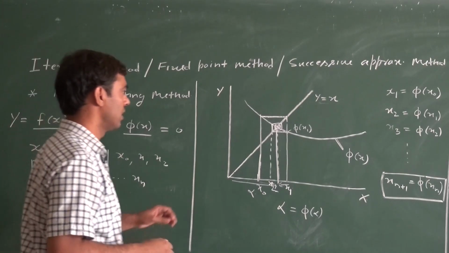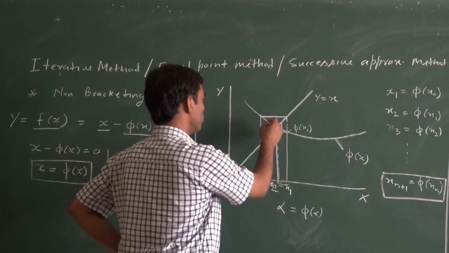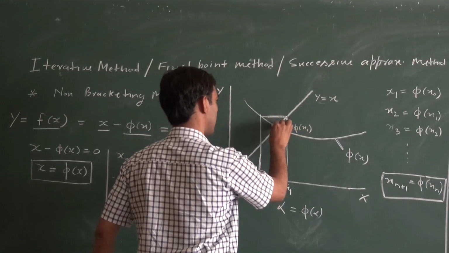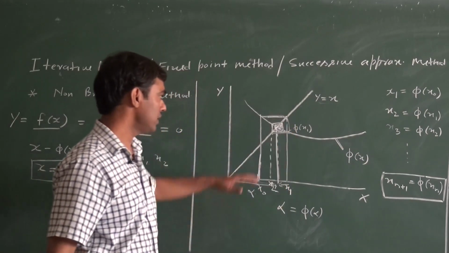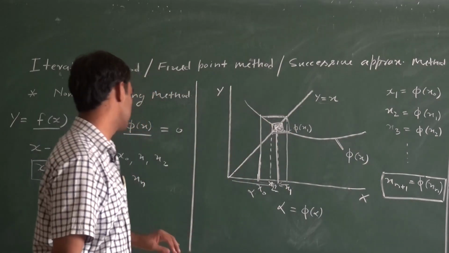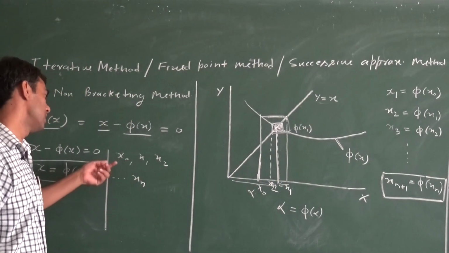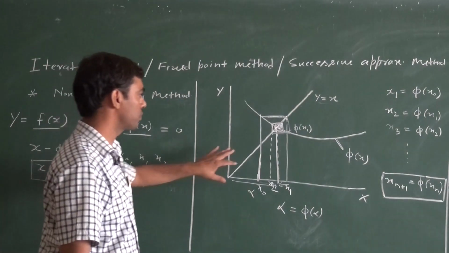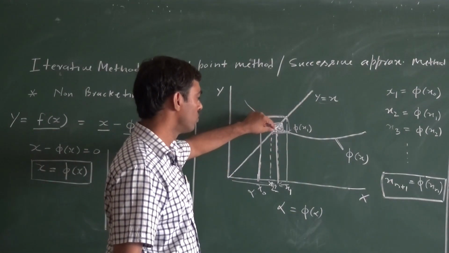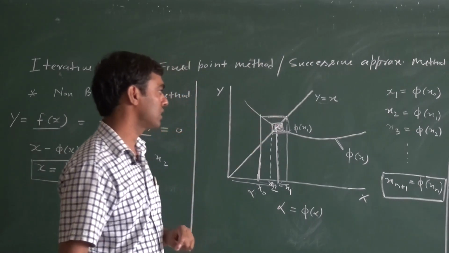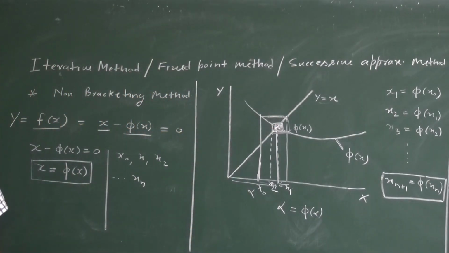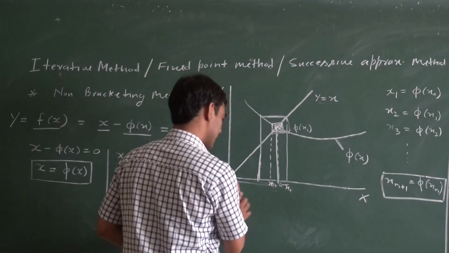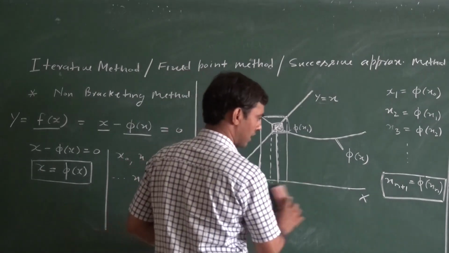So in this case, slowly, spirally, we move to our actual root. Due to this reason, this is called a spiral convergence: a sequence of iterative values x0, x1, x2, xn, if we spirally move to our actual root, then this is called a spiral convergence.